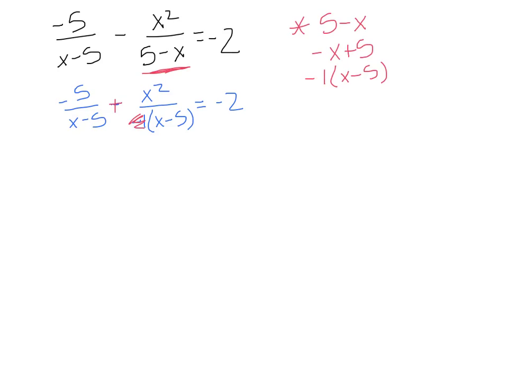So, domain restriction. In this case, our domain restriction isn't too bad. The only thing we have to worry about is that x cannot equal 5. Our least common denominator needs to just include x minus 5, since negative 2 is just negative 2 over 1. So we can go ahead and multiply through by that least common denominator.